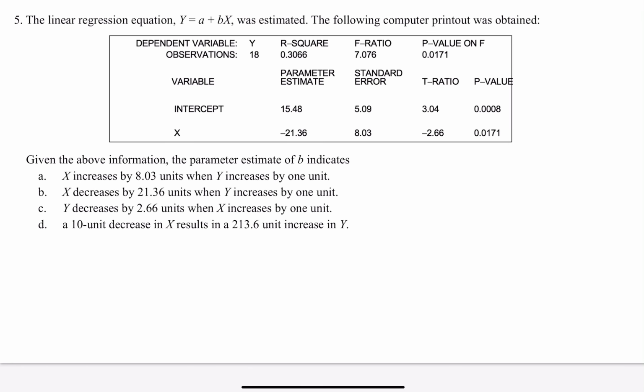Second one says linear regression was estimated. Given the above information, the parameter estimate of B indicates. So the parameter estimate of B is this estimate. And if we were to write our equation, we would have y equals 15.48 minus 21.36x. And this is our A, and this is our B with our little hats.